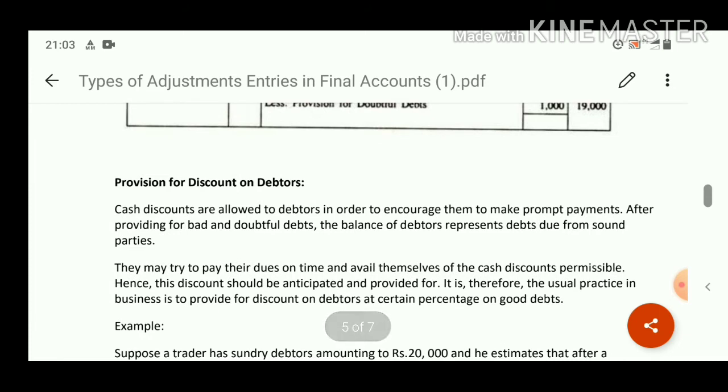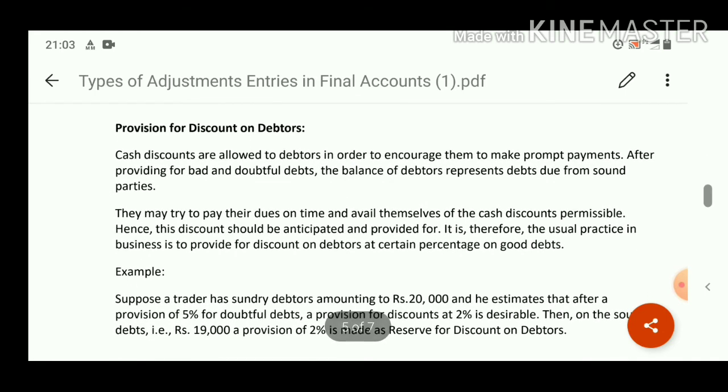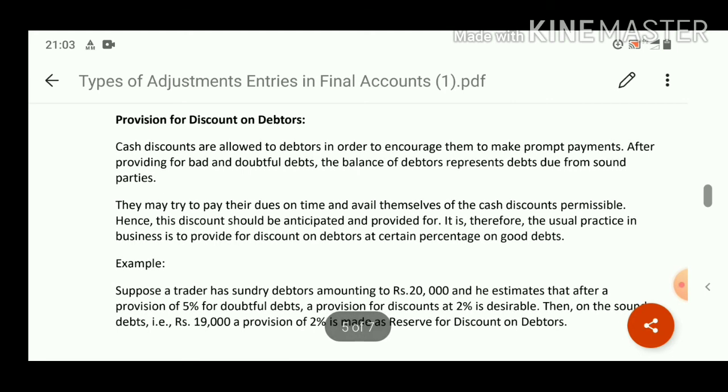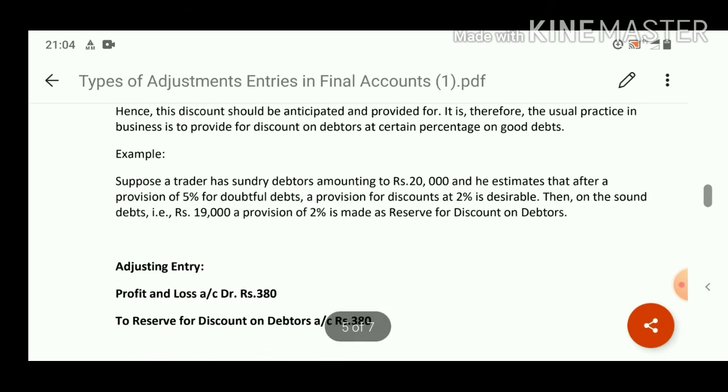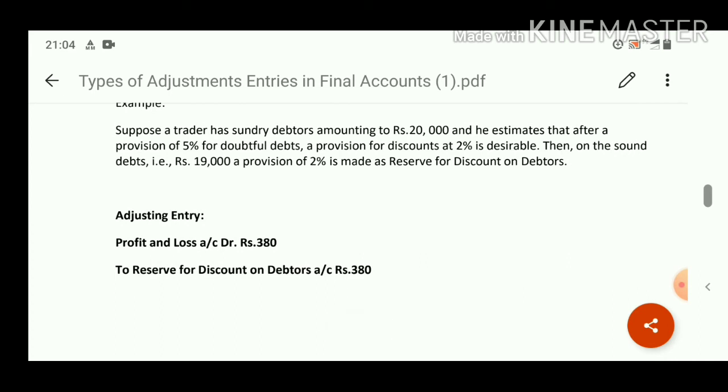Now after this, I can also create a provision for discount on debtors, right? It is a marketing or promotional strategy of any organization, so that you can encourage your customers to make a prompt payment, right? So in this case also, let us go to the example directly. Suppose a trader has sundry debtors amounting to rupees 20,000 and he estimates that after a provision of 5% for doubtful debts, a provision for discount at 2% is desirable.